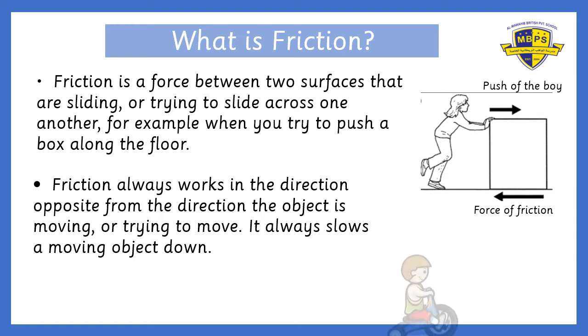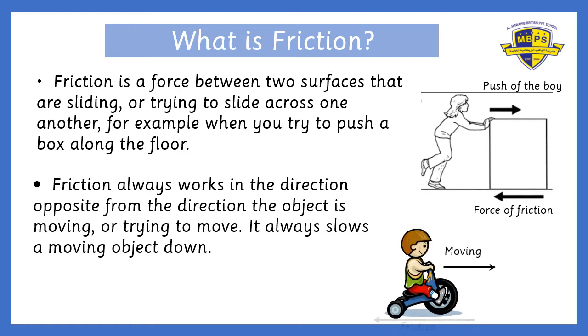Now, for example, if you're riding on your bicycle moving in the front and the friction is causing it to move backwards, so it slows the motion down. But sometimes friction is very useful.